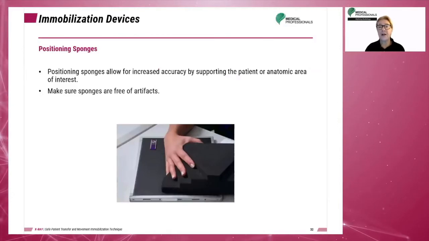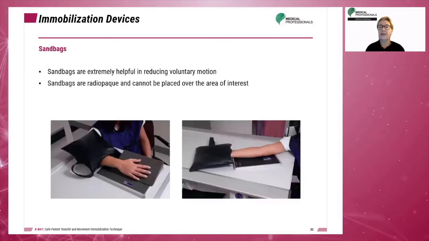Positioning sponges are commonly used to allow for increased accuracy by supporting the patient or anatomic area of interest. Make sure sponges are radiolucent and free of artifacts. Sandbags are extremely helpful in reducing voluntary motion. However, because sandbags are radio-opaque, they cannot be placed over the area of interest.